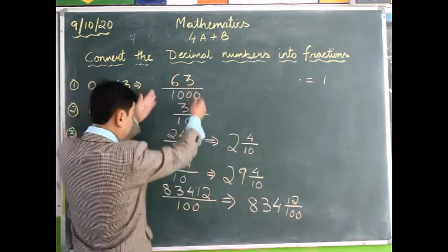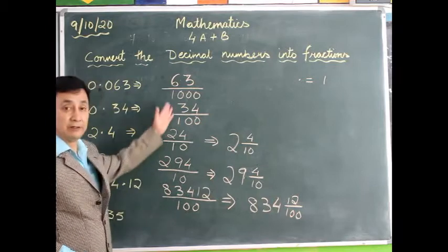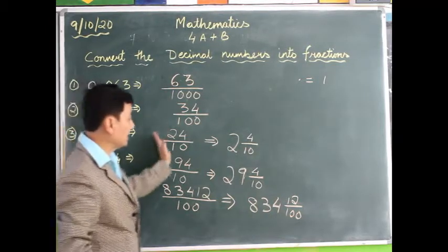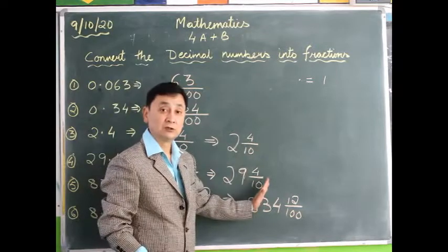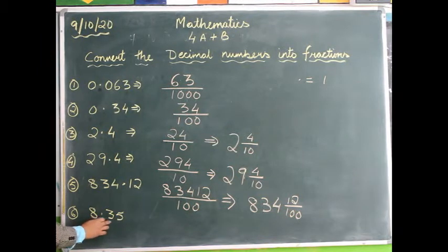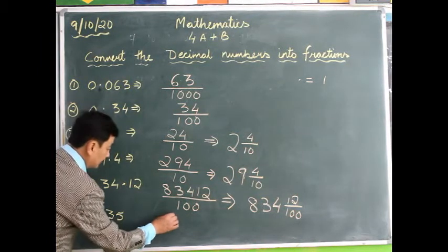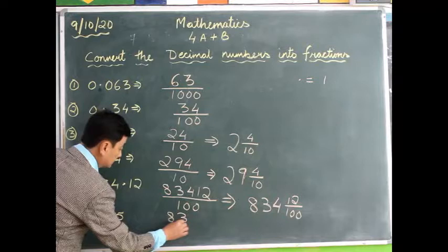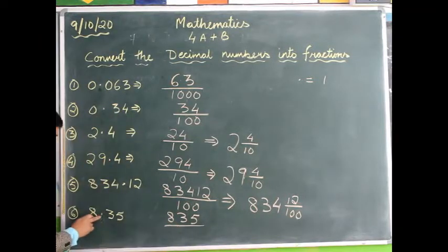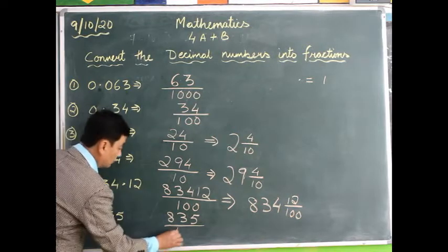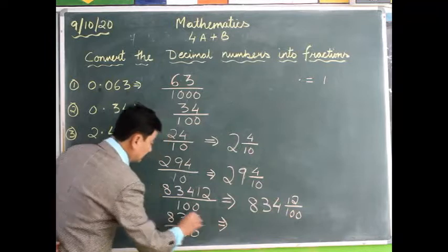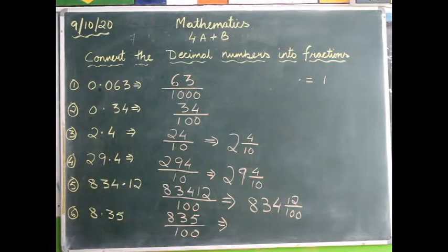So here we are doing this: there may be a proper fraction, there may be an improper fraction. If it's an improper fraction, we are converting it into a mixed number. Let's do next 8.35. So we write 835 upon 100. Let's convert this into a mixed number.